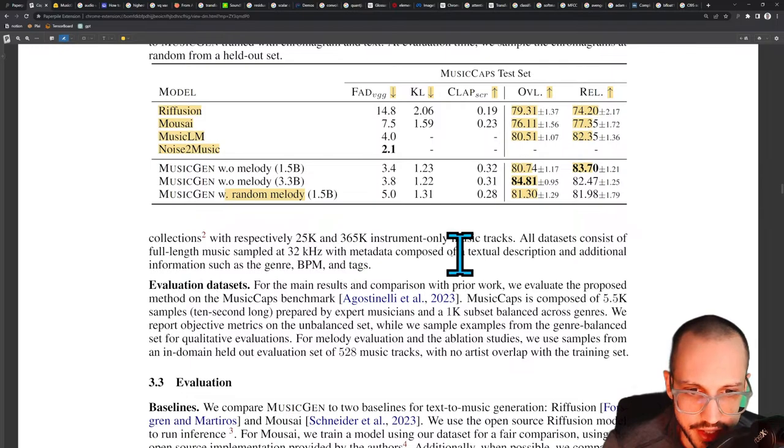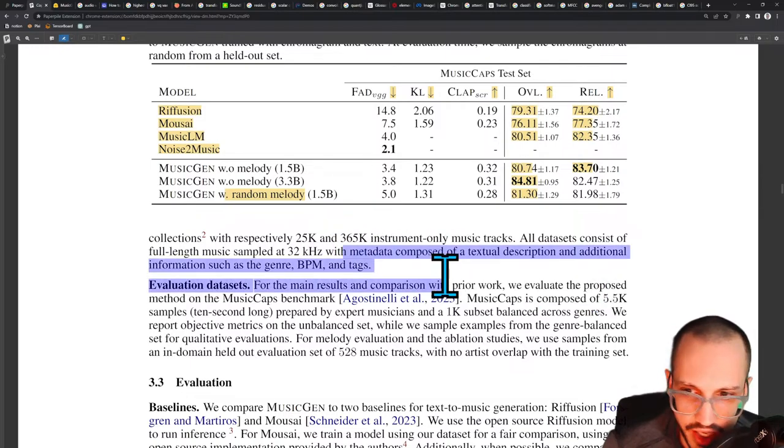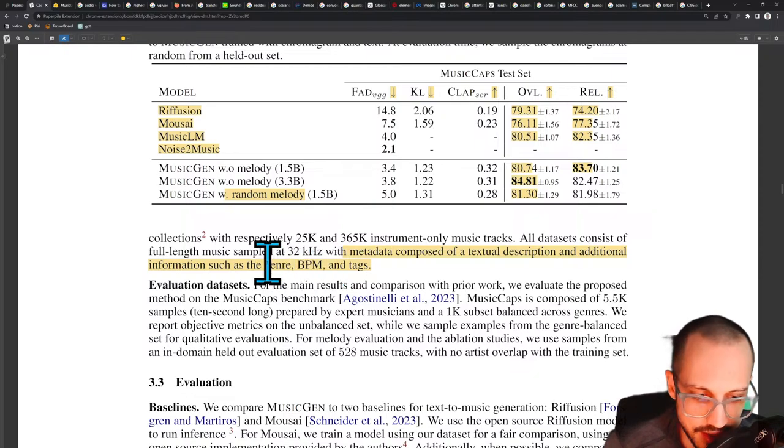Full-length music, metadata composed of a textual description and additional information such as the genre, BPM (beats per minute), and tags. For the main results and comparison, we evaluate the proposed method on the MusicCaps benchmark. MusicCaps is composed of 5.5K samples prepared by expert musicians, with a 1K subset balanced across genres.